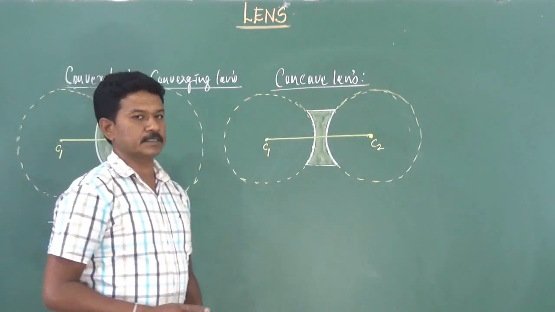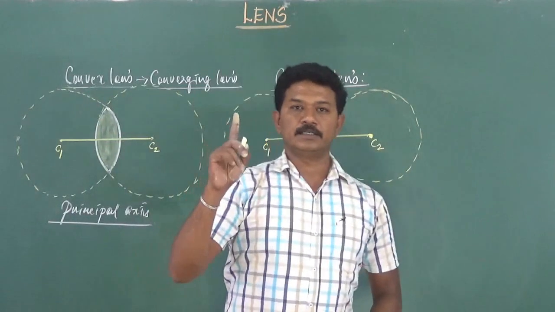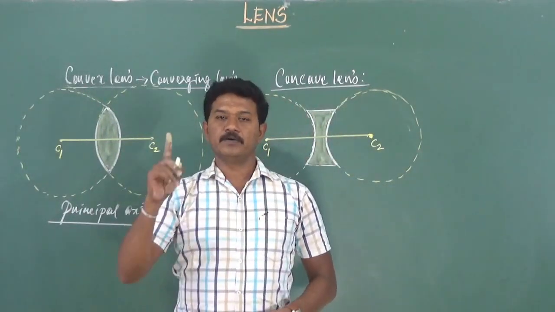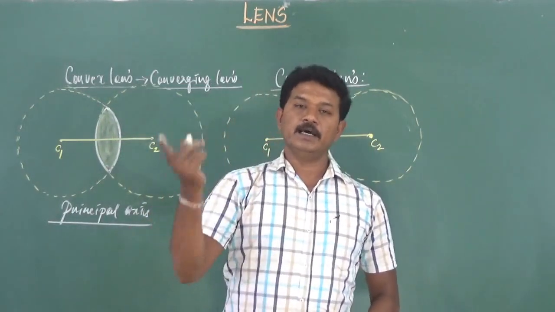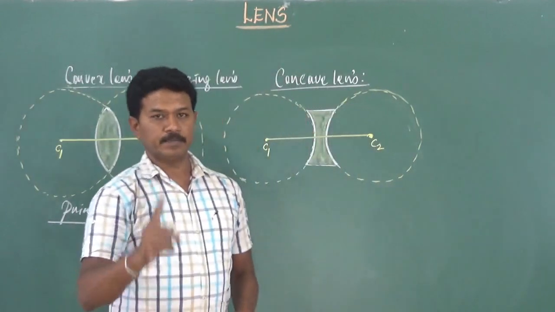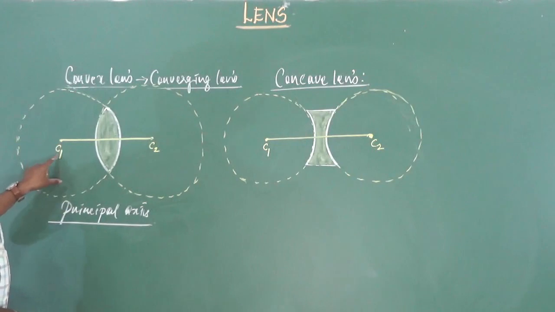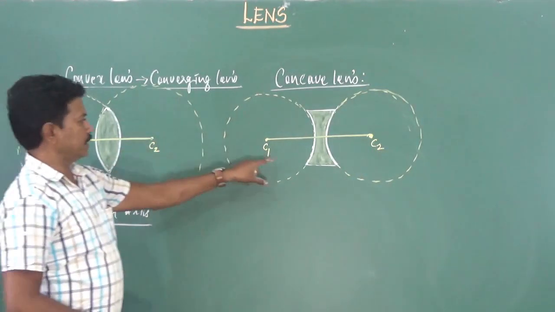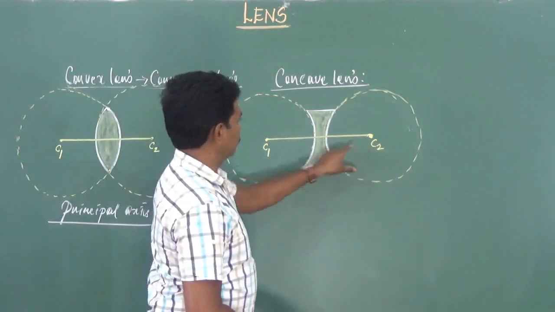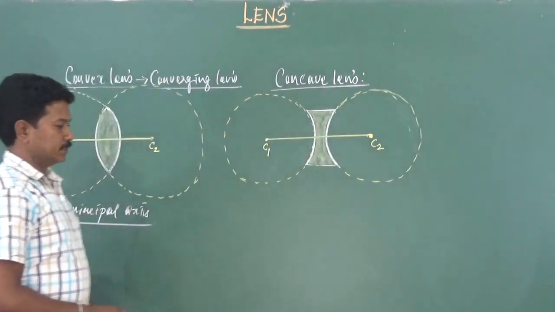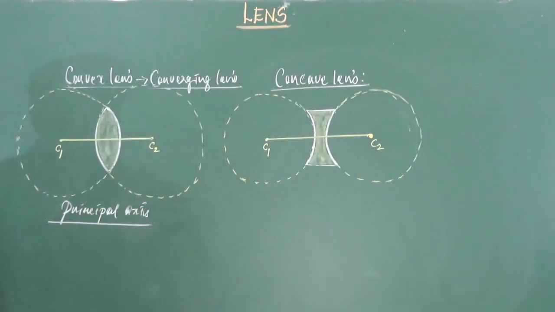Once again I will repeat this. The line joining the centers of the two spherical surfaces where a lens is a part of it is called the principal axis. Here the centers of curvature are represented by C1 and C2. In the same way, this is C1 and this is C2 in the case of concave lenses. So this is the principal axis.